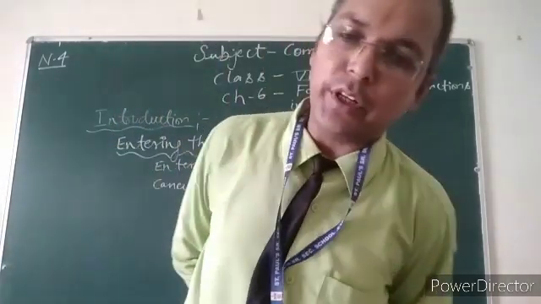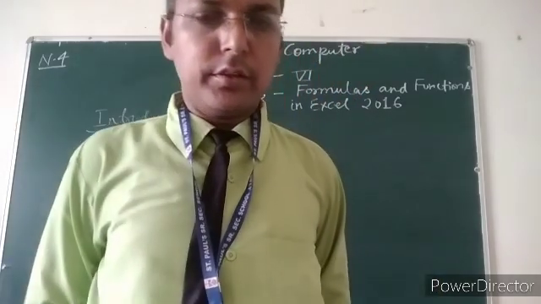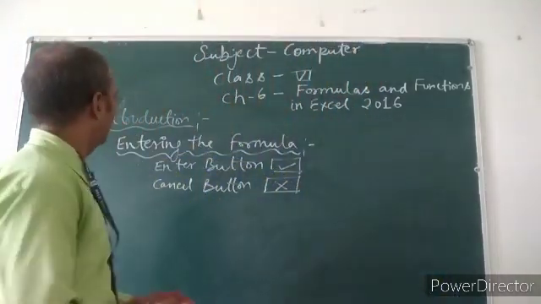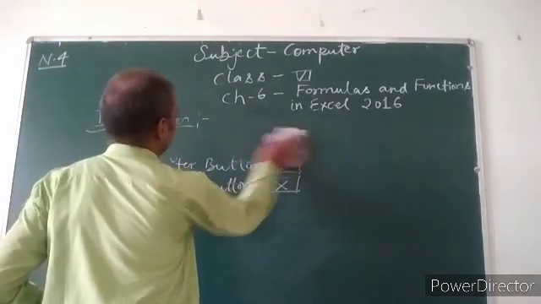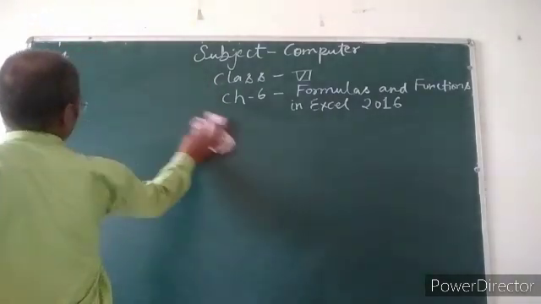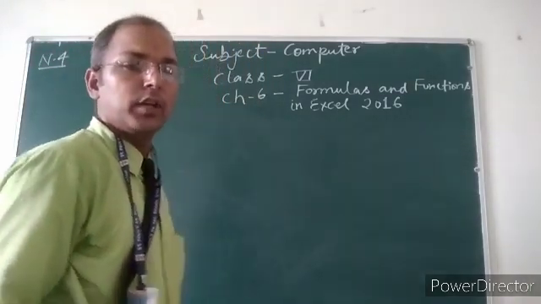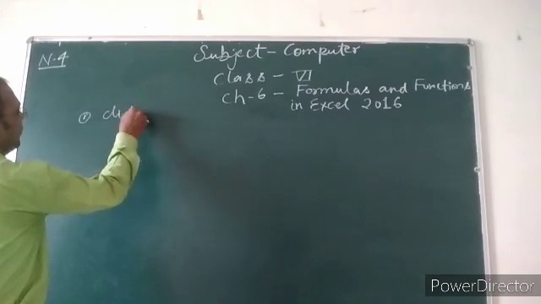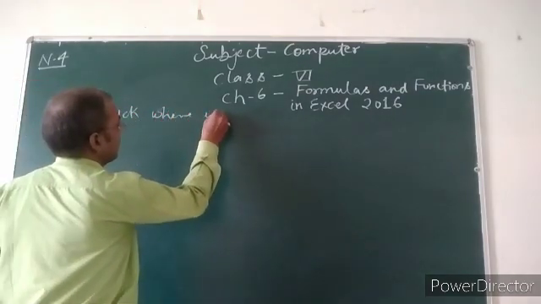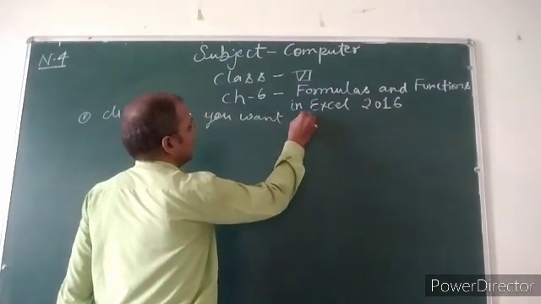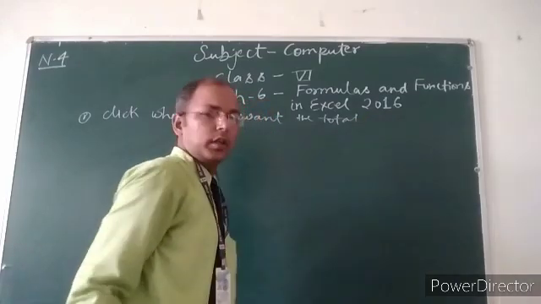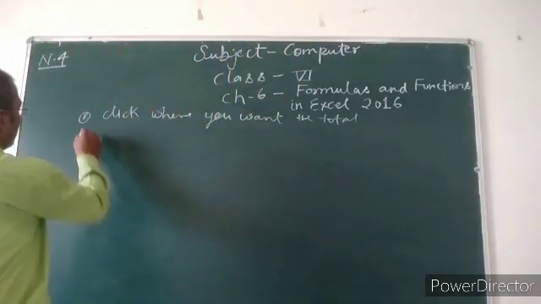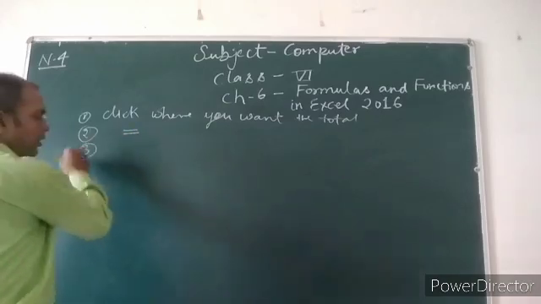Suppose you want to calculate the sum of the contents of the column price displayed in figure 6.1, so use the given steps. First, click on the cell where you want to display the total. Second, type the equal sign.